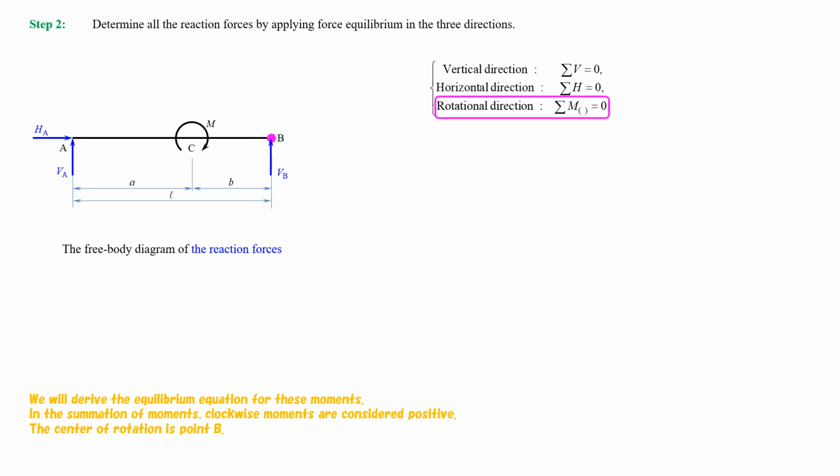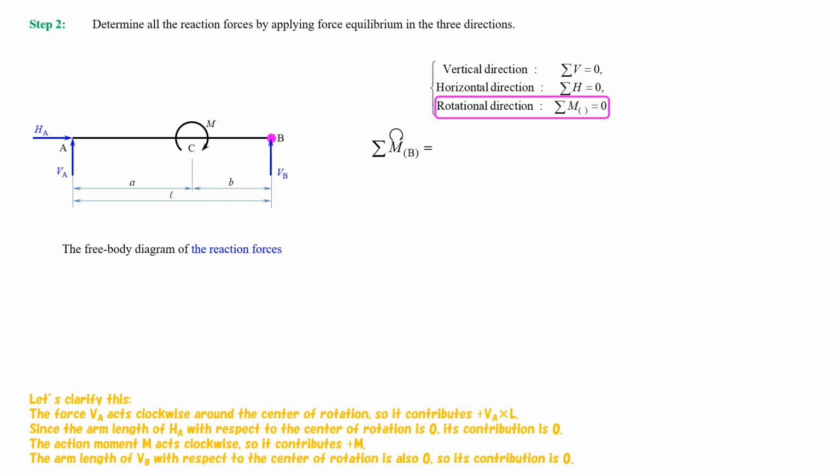We will derive the equilibrium equation for these moments. In the summation of moments, clockwise moments are considered positive. The center of rotation is point B. Let's clarify this. The force VA acts clockwise around the center of rotation, so it contributes plus VA multiplied by L.